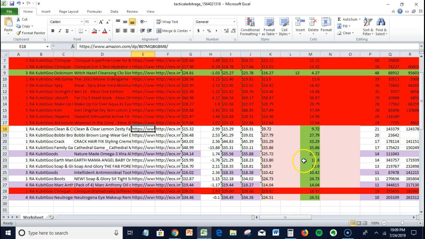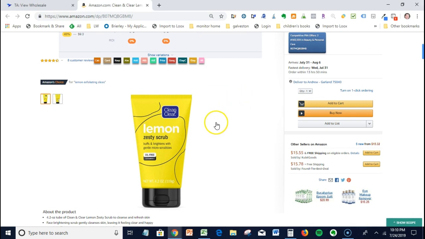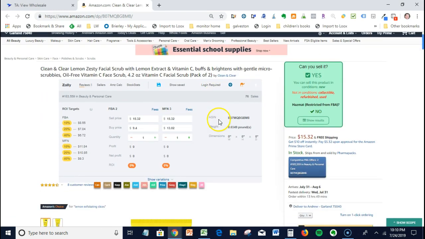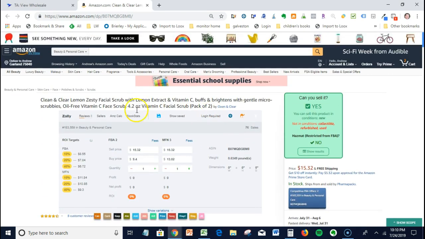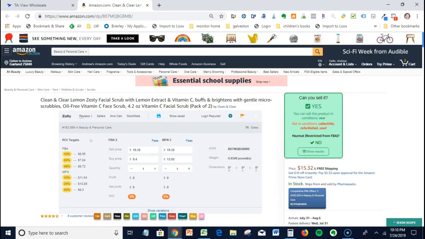The profit on this is $9.72, which is not great. That's kind of the lowest that we would actually sell something at, $15. There's not much room for profit here. So let's just look and see. That's a situation where we might be looking for a multi-pack of this.